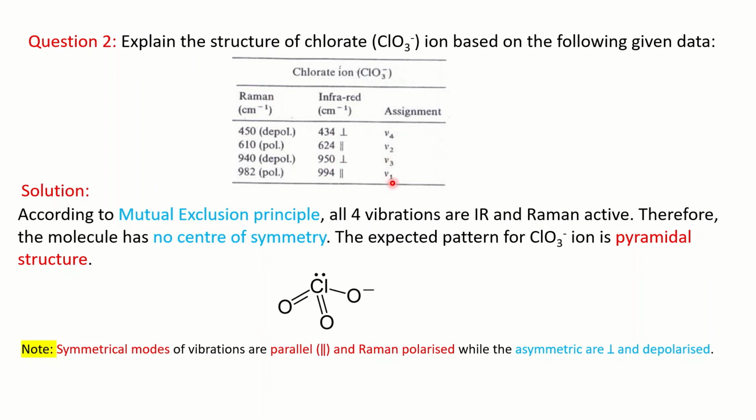Now in that also you have to find out which belongs to stretching and which belongs to bending. The higher value will go to the stretching because it requires more energy compared to the smaller value, which belongs to bending. Similarly, 950 for perpendicular, that is asymmetrical stretching, while 434 infrared, this is for asymmetrical bending. And in that way you can say nu1 is symmetrical stretching, nu2 is symmetrical bending, nu3 is asymmetrical stretching, and nu4 is asymmetrical bending. So you can do the assignment also.